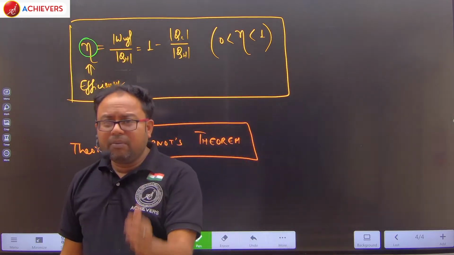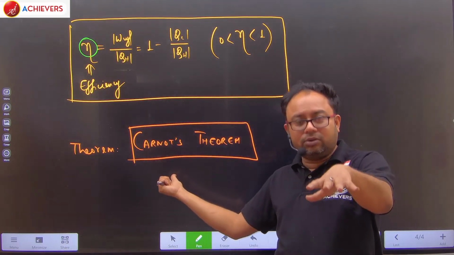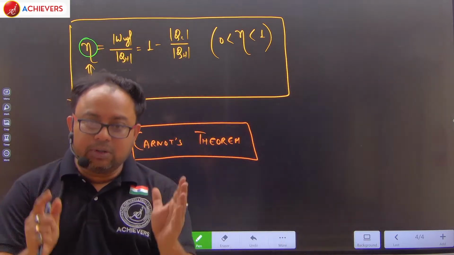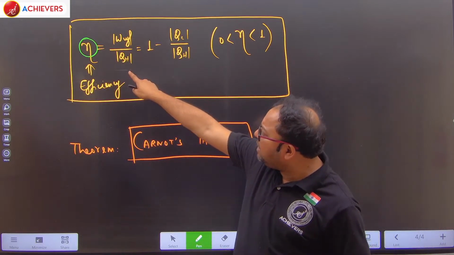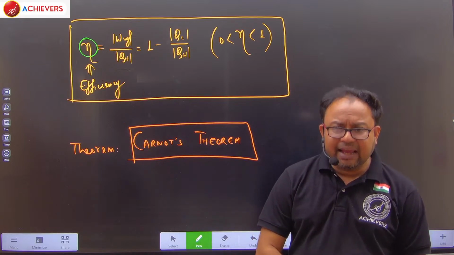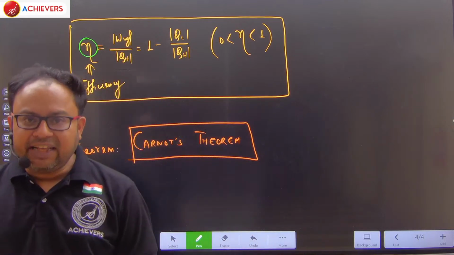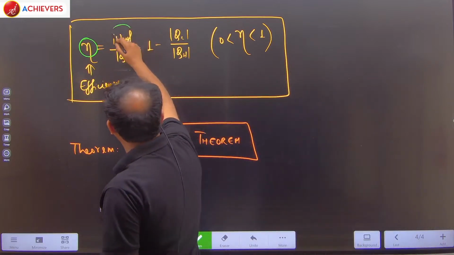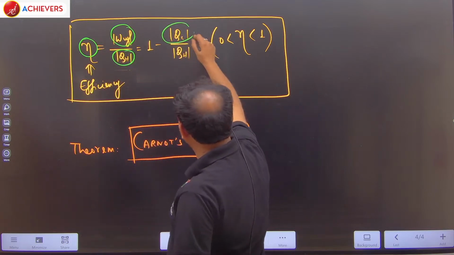So before plunging into this particular theorem, the legendary Carnot's theorem, we must have a clear-cut knowledge about the concept of eta. From the fundamental equation of eta, can you say on which parameters will eta depend? Apparently, you can say eta will depend on W cyclic, eta will depend on QH, eta will depend on QC, etc.